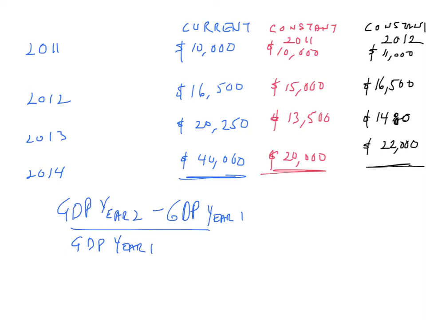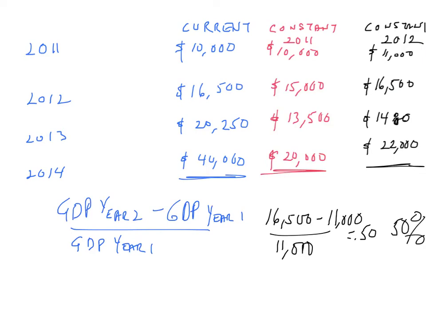So in real GDP, it would be 16,500 minus 11,000 divided by 11,000, which is 0.50, or a 50% growth rate. And we can see that because we went from 1,000 pizzas in 2011 to 1,500 pizzas in 2012. That's a 50% increase.